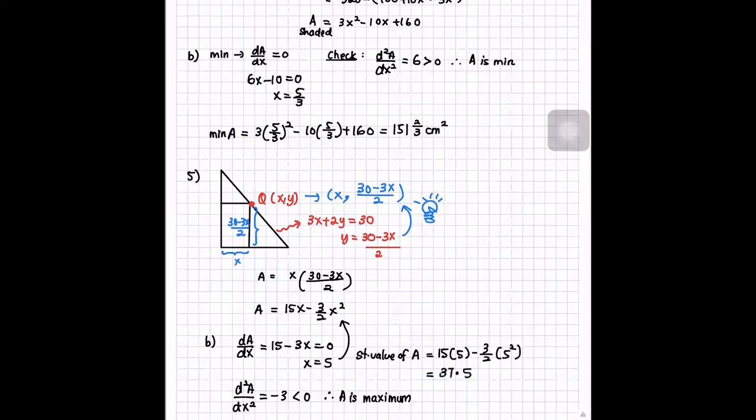Is there any unit in the question? Did they say anything? No, right? Centimeter. So it's centimeter square. Any doubts so far?